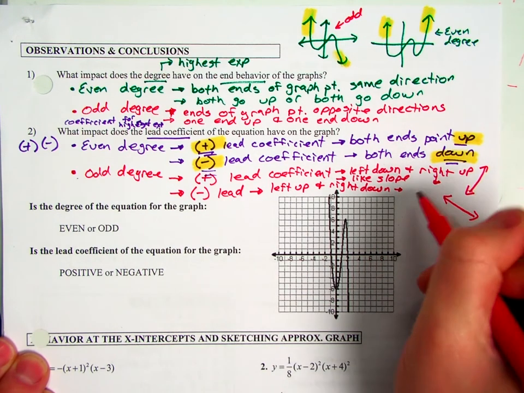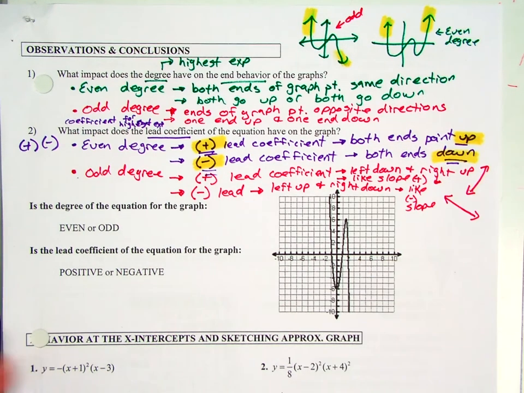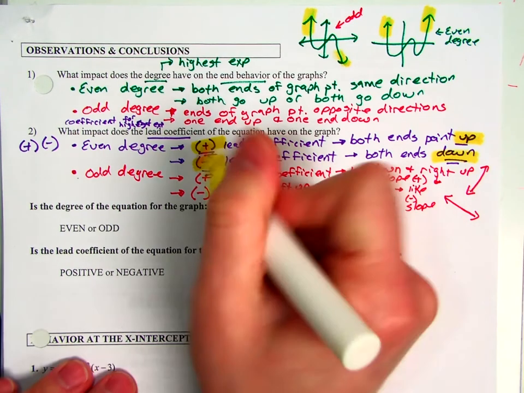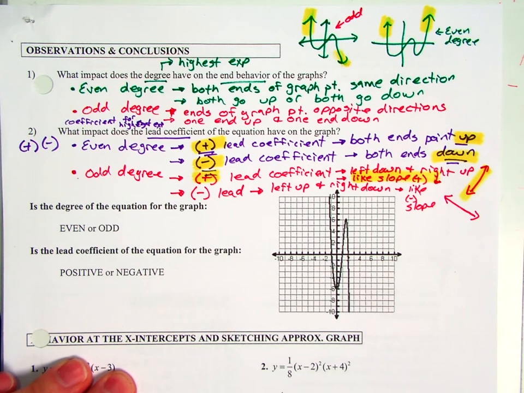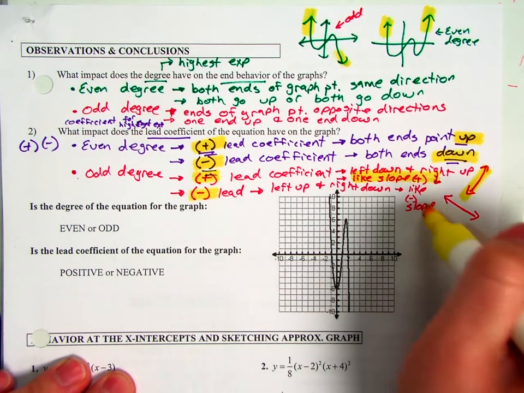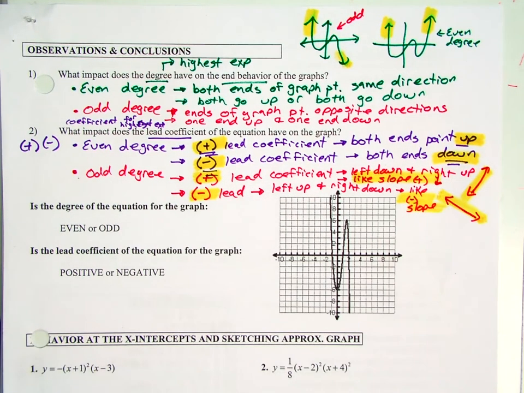Just like a negative slope. So the positive is like a positive slope and the negative is like a negative slope. Positive goes down on the left, up on the right. Negative is up on the left, down on the right.